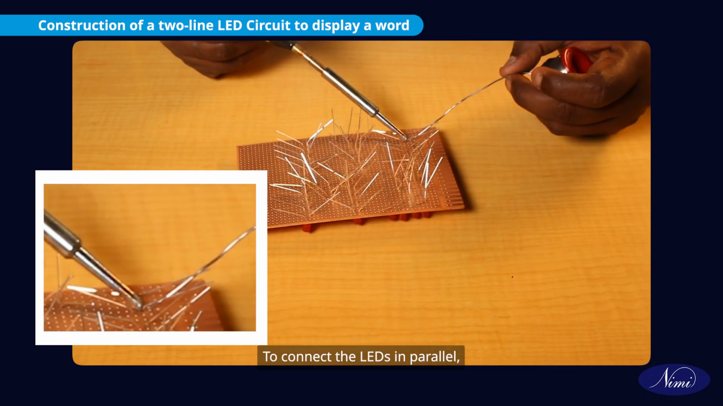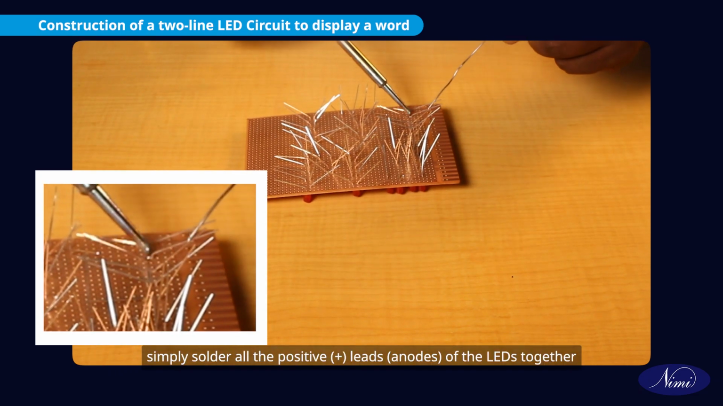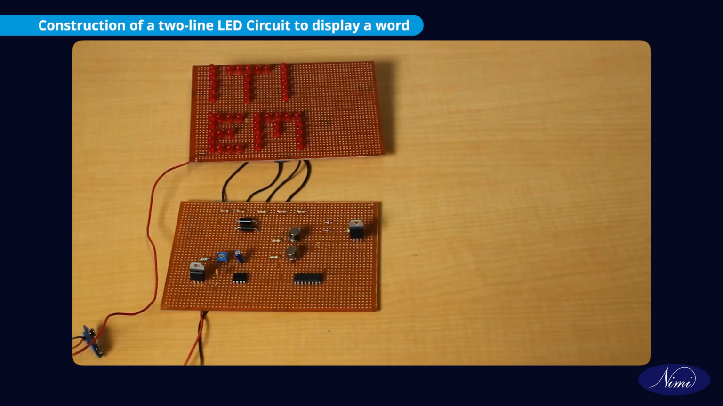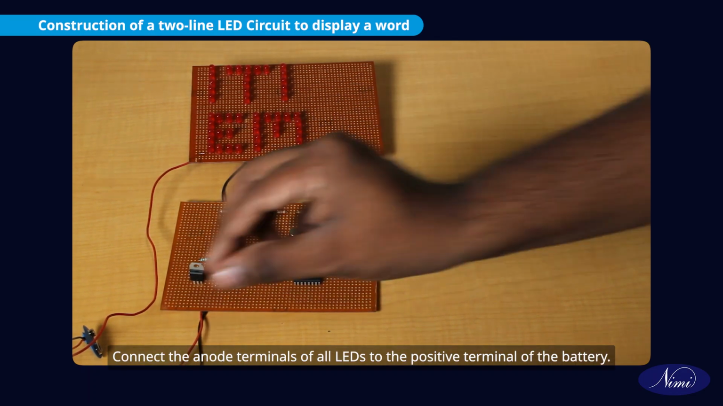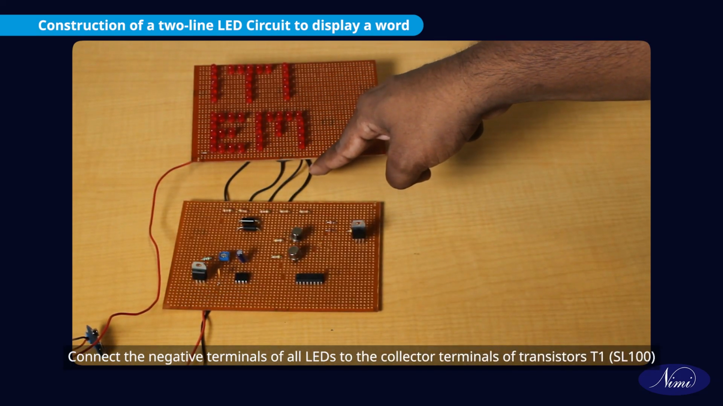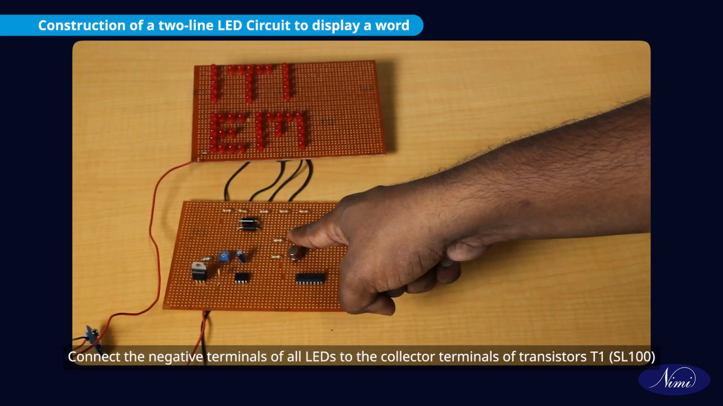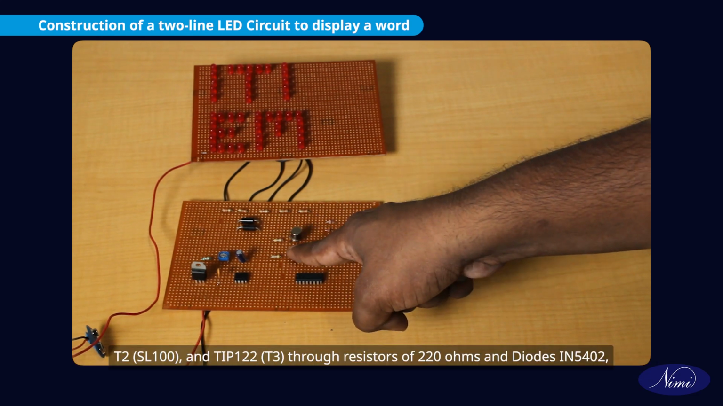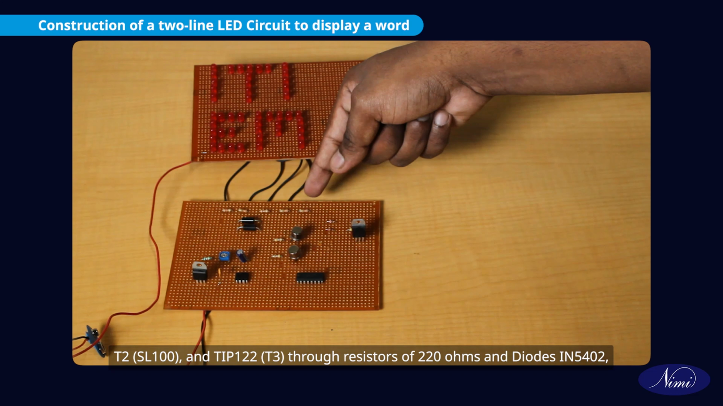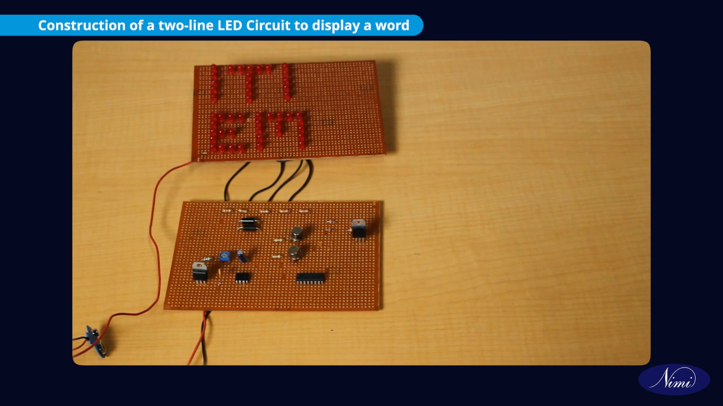To connect the LEDs in parallel, simply solder all the positive leads, anodes, of the LEDs together and solder all the negative leads, cathodes, together using wires. Connect the anode terminals of all LEDs to the positive terminal of the battery. Connect the negative terminals of all LEDs to the collector terminals of transistors T1, SL100, T2, SL100 and TIP122, T3 through resistors of 220 ohms and diodes IN5402 as shown in the circuit diagram.